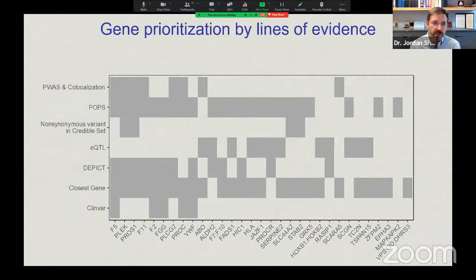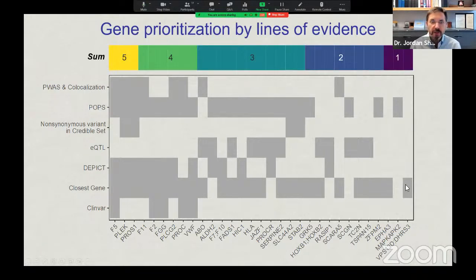Now, one thing that was really interesting, and what these gray bars mean, is that, for example, this gene here was associated with this algorithm. It was positive in this algorithm, this one, this one, this one, this one. So that's 5. This gene only had a positive in one of the algorithms. So 5 versus 4 versus 3 or 2, 1 lines of evidence. So the genes that are more likely to be involved in thrombosis are the ones towards this side, and the ones that are less likely are this side.